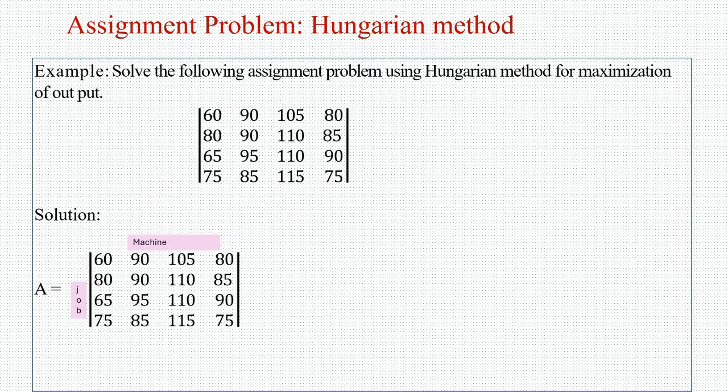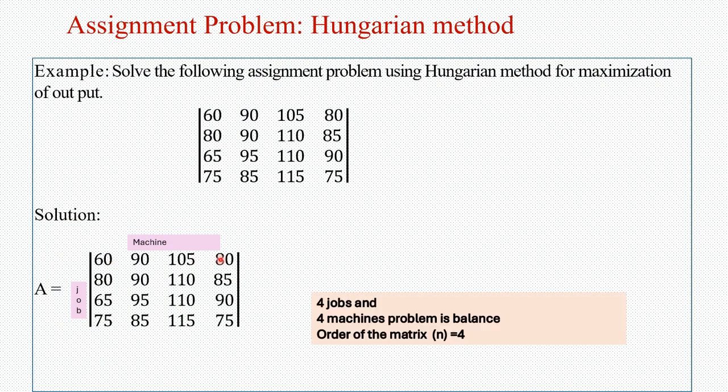Let's understand with an example. Solve the following assignment problem using the Hungarian method for maximization of output. Solution. In this matrix, these are jobs and these are machines. First, check for balance, that is, whether the number of rows is equal to the number of columns. Here there are 4 jobs and 4 machines. The problem is balanced. The matrix is of order n equal to 4.